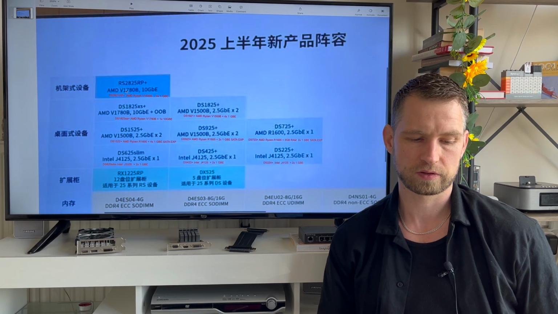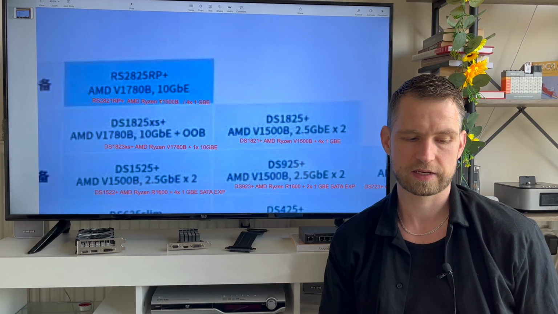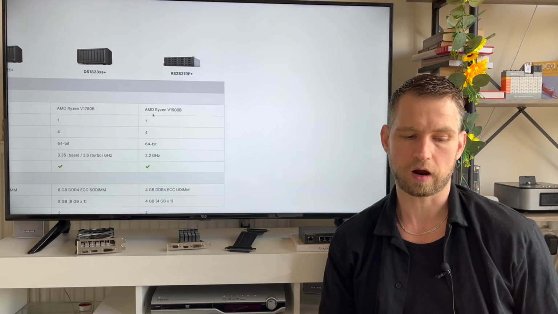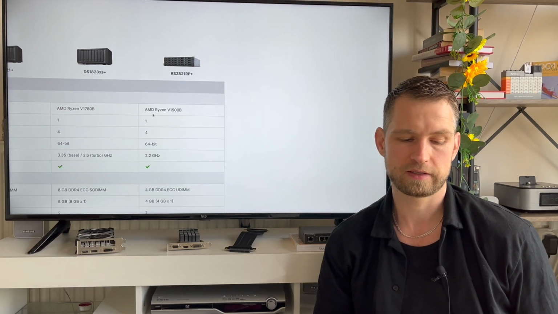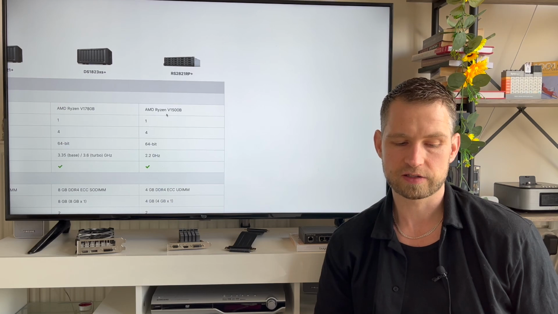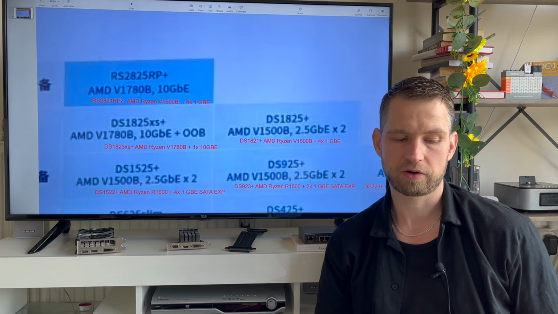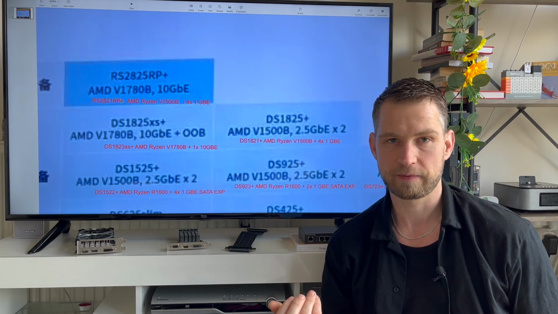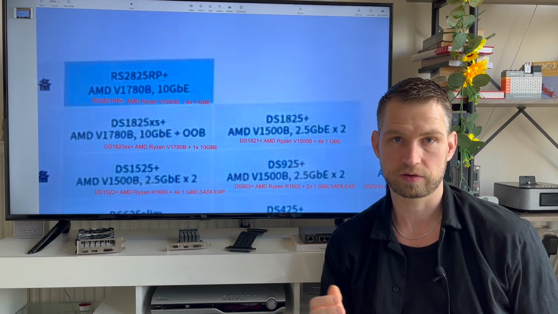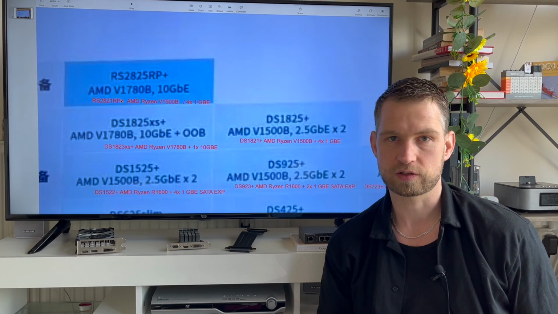So first on, they replaced their rack mount series NAS. They used to have something called RS2821RP+. This is a dual power supply NAS. It used to have a Ryzen V1500B quad core CPU. Now they're replacing that with the AMD V1780B, which is much faster. So good news if you run virtual machines or Docker on this NAS.